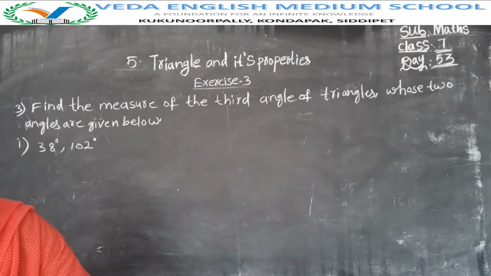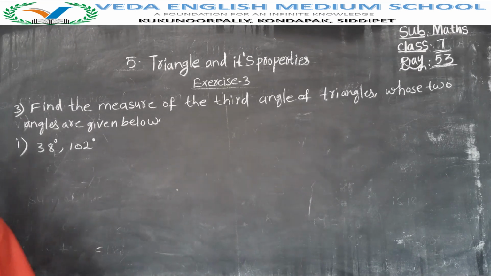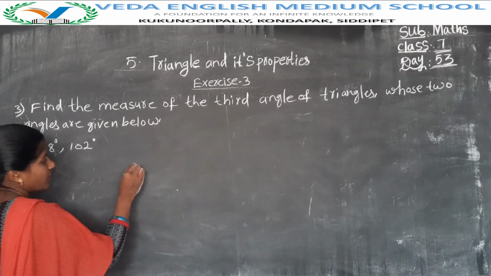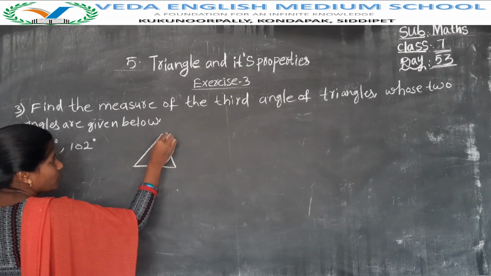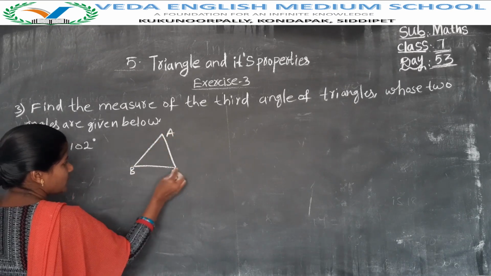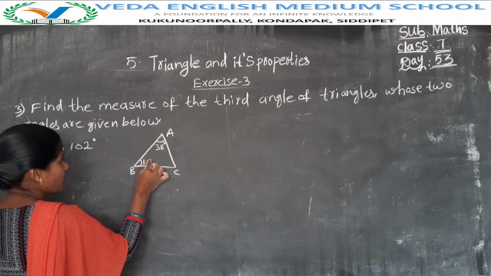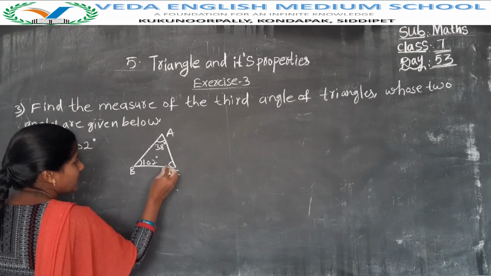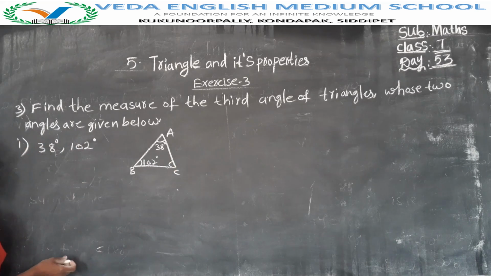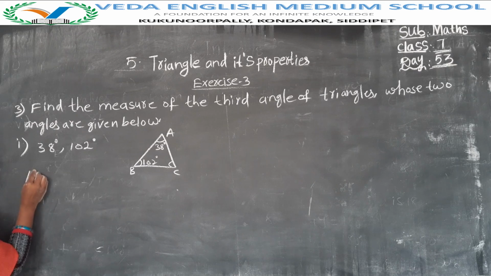In a triangle always we have three angles, but they have given two angles only. Now we have to find third one. For example, if we have assumed the name of this triangle, it is ABC. Now A they have given as 38 degrees and B they have given as 102 degrees. Then what about angle C they are asking? So we don't know angle C. Then how to find the angle C? By using triangle sum property.